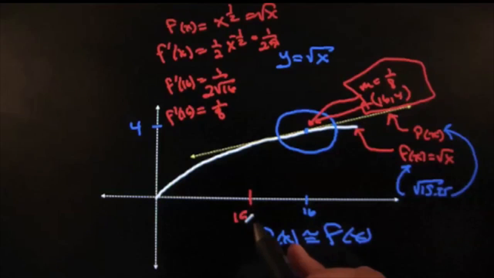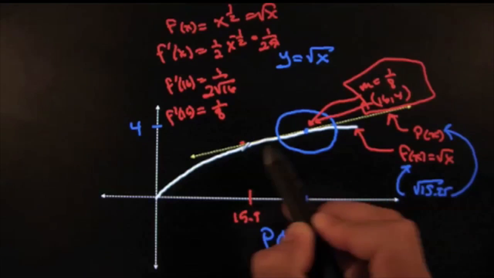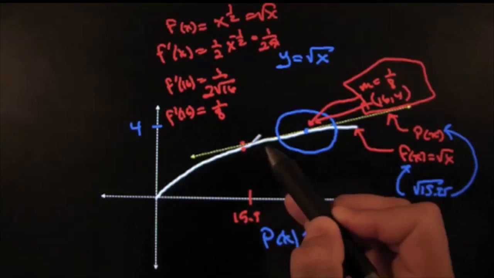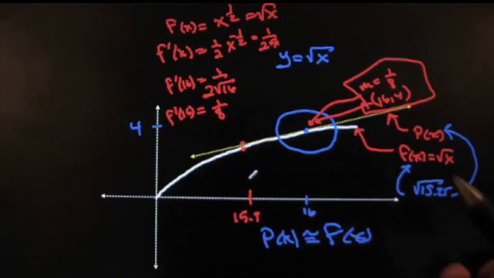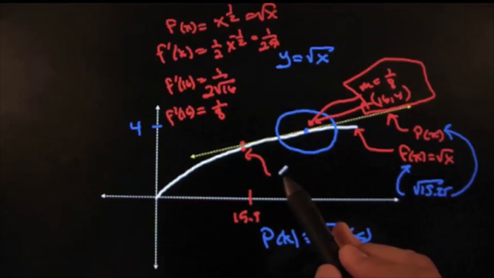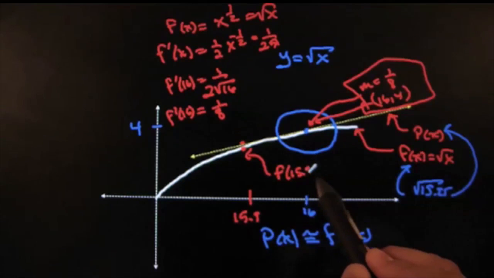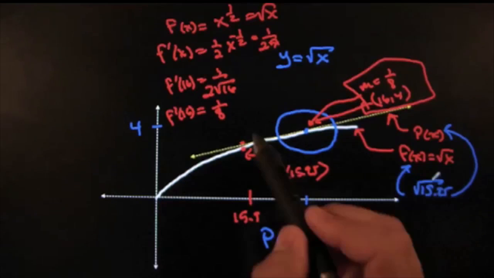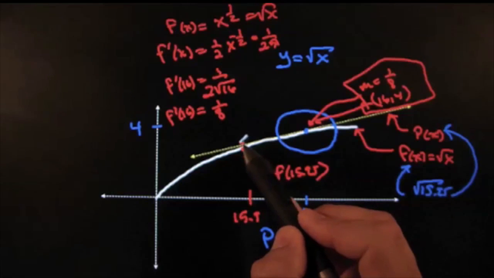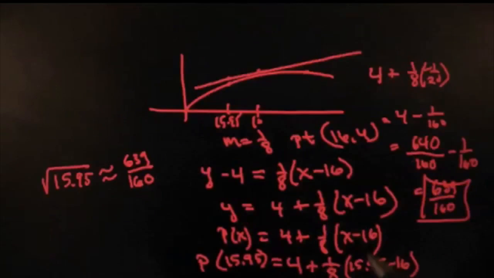at 16 the line is almost the same as the actual function, but the function is difficult. f of 15.95, that's troublesome. You've got to do square roots. But this one is much easier. This is just a line. All I did is plug it into the line, and there you go.